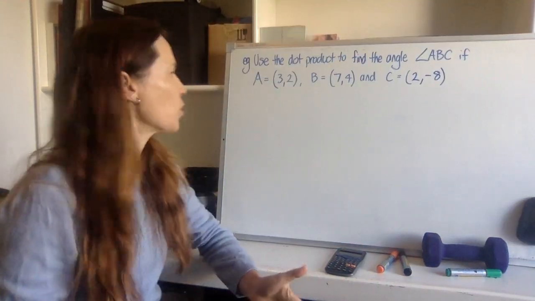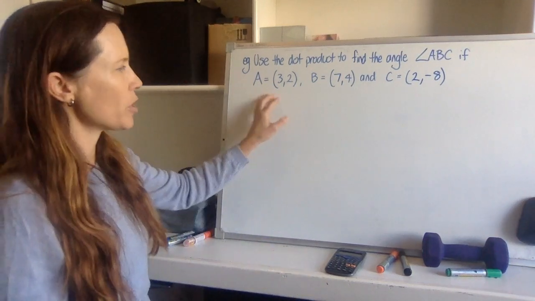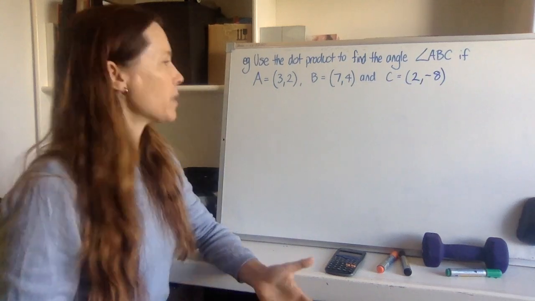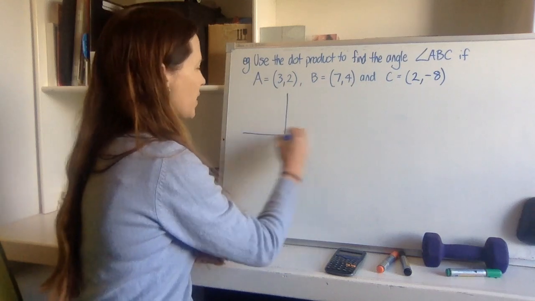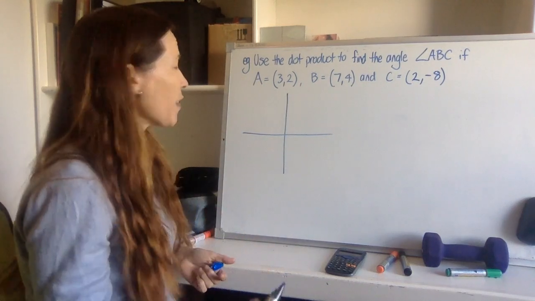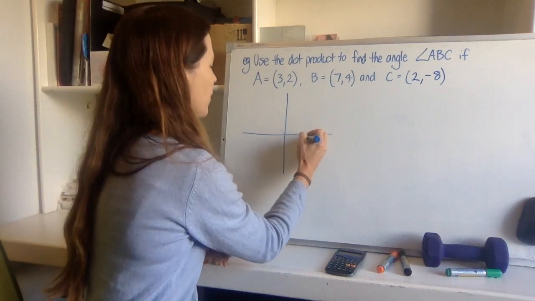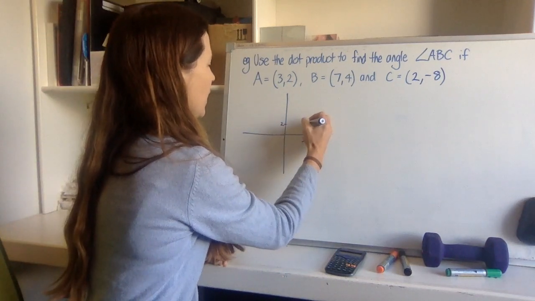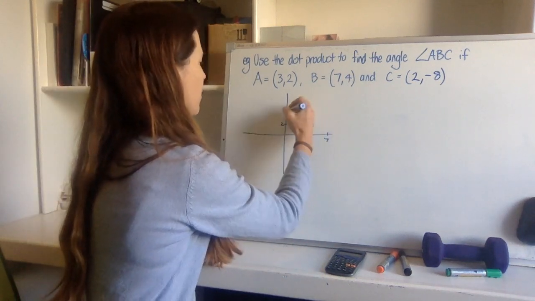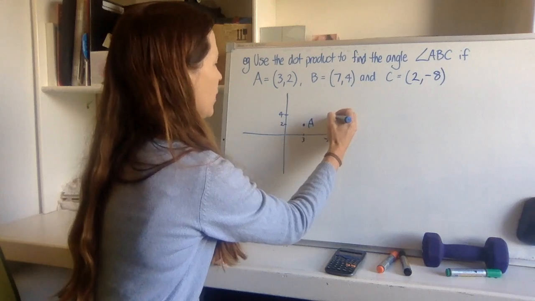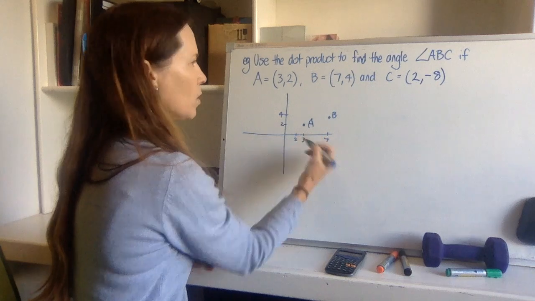And one last example that's quite different, we need to use the dot product to find the angle ABC if we're just given the coordinates of these 3 points. Now this is on a Cartesian plane, so to me it makes most sense to start with a quick sketch. It doesn't need to be perfect. If you've got graph paper, use it because it makes the counting a lot easier. But even without graph paper, if I just go ahead and put in point A here at 3, 2, and point B can be at 7, 4, so let's put that over here, and point C is at 2, negative 8.